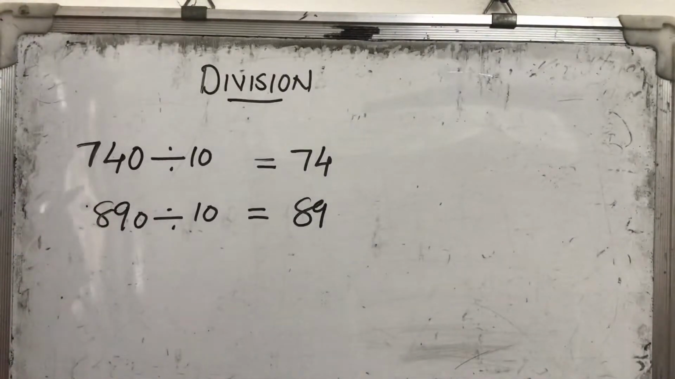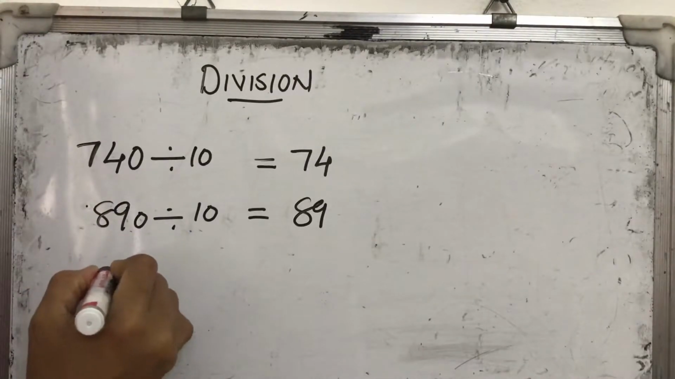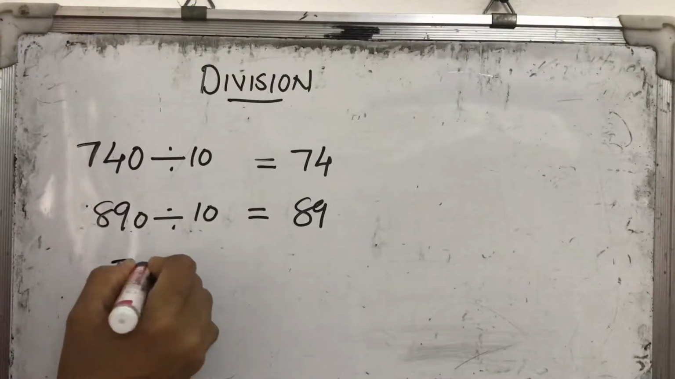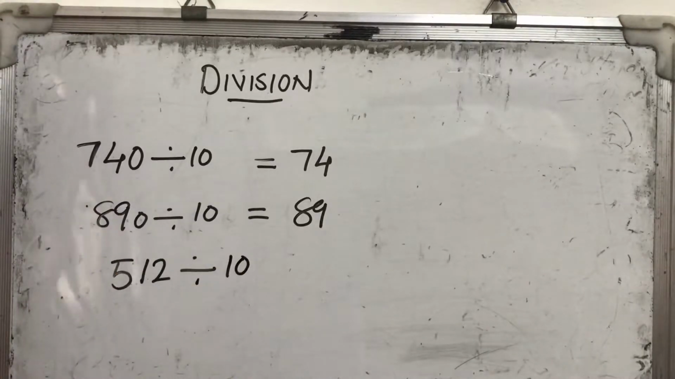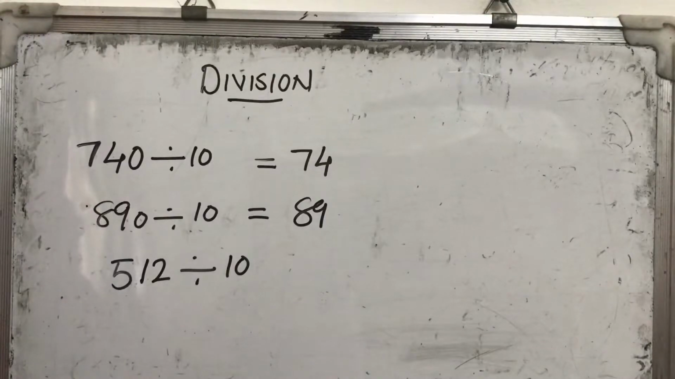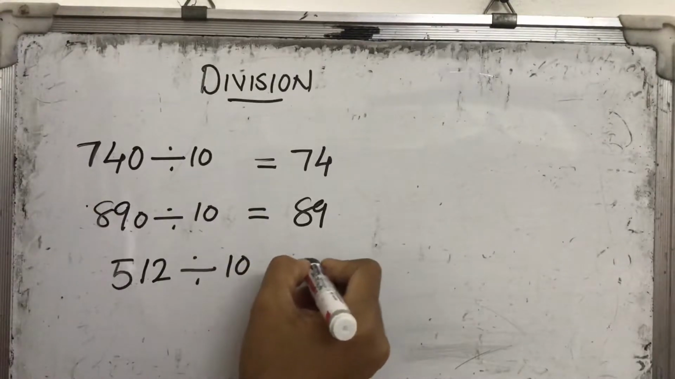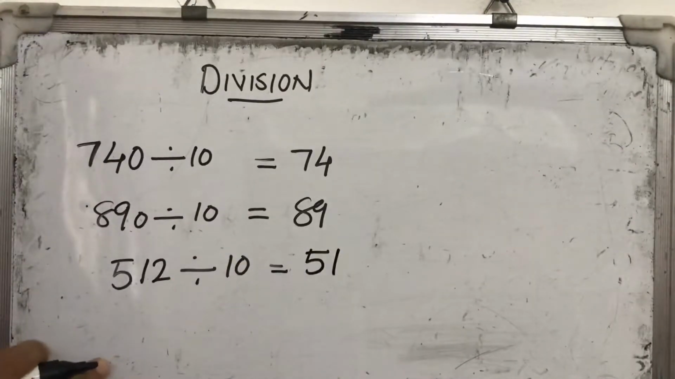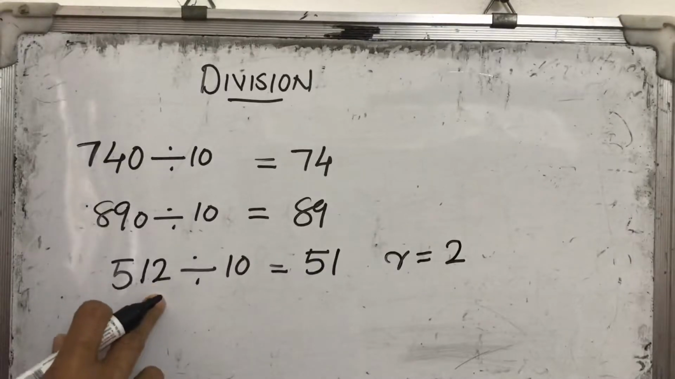So another number, if the last place is not 0, what will happen in that case? 512 divided by 10. Here we know how many tens are there in 512. There will be 51 tens, so the answer will be 51. Will there be any remainder in this case? Yes, here the remainder will be r is equal to 2, the ones place digit.